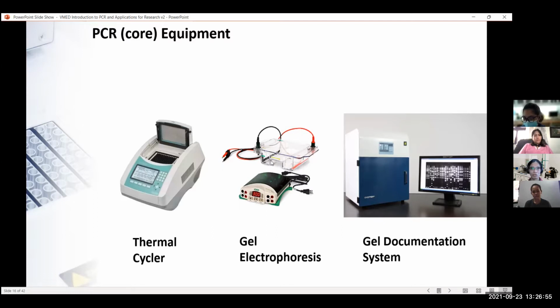Next will be your gel electrophoresis, which will apply a voltage to a gel with your DNA so that you'll be able to separate them. We'll take a look at that later. And also your gel documentation system, which will be your camera that will record the DNA bands.